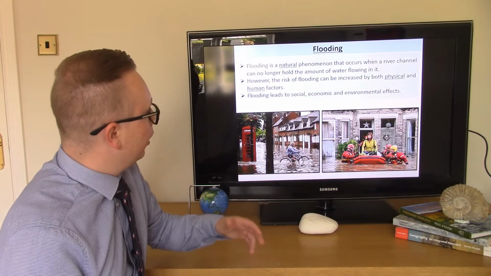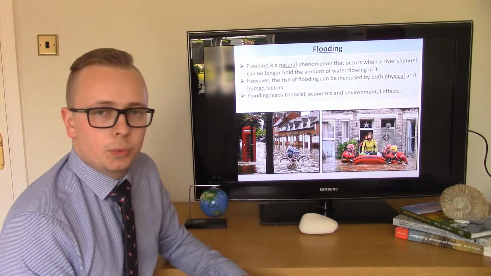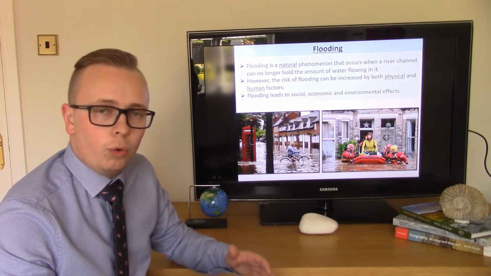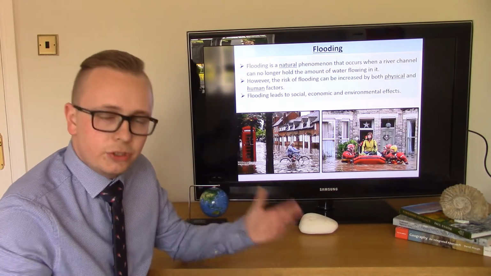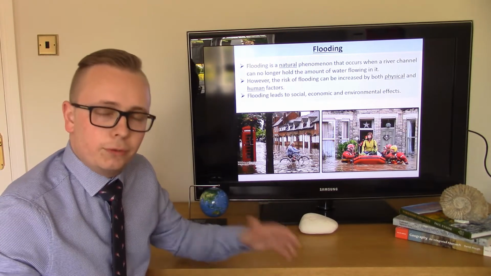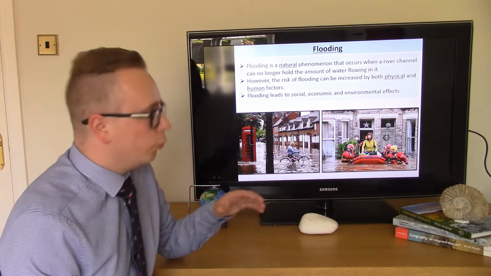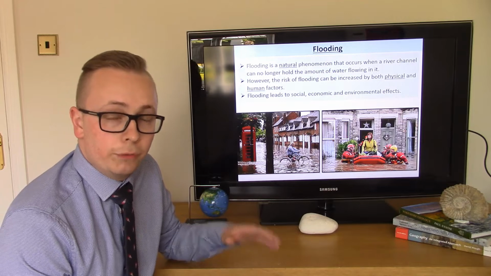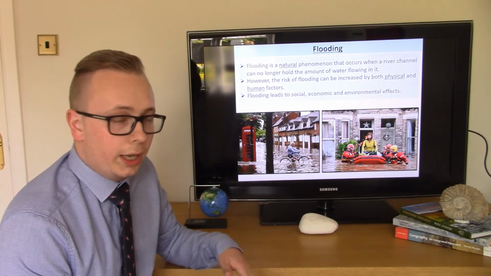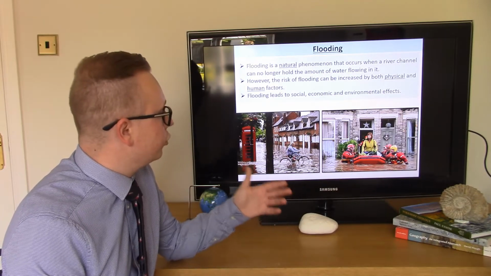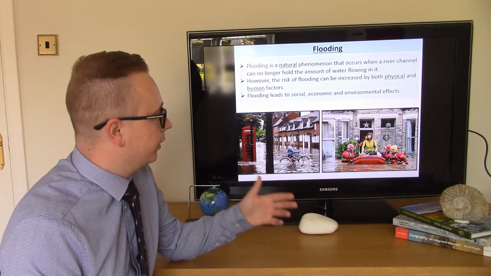So flooding. Well, flooding is a natural phenomenon. It occurs when the river channel can no longer hold the water it's carrying and the water leaves the banks, leaves the channel and floods the surrounding land. And even though it is a natural phenomenon, the risk of flooding can be increased by both physical and human factors, and the results of flooding are a range of social, economic and environmental effects.